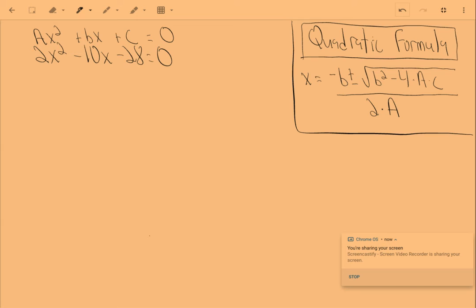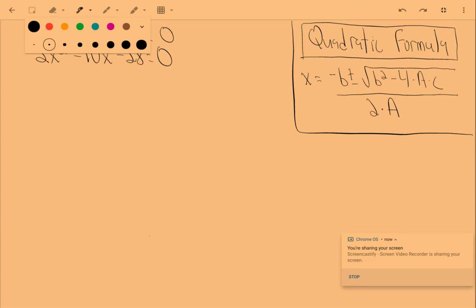And what we have here is the quadratic formula. We are going to review how to solve an equation using the quadratic formula. I have the actual formula off to the right-hand side here, and we're going to use that formula to solve this equation, 2x squared minus 10x minus 28 equals 0.